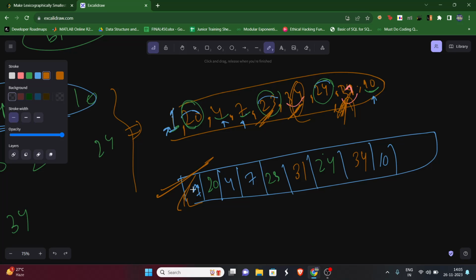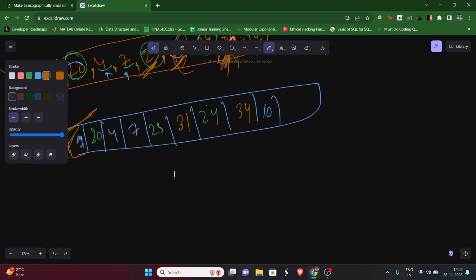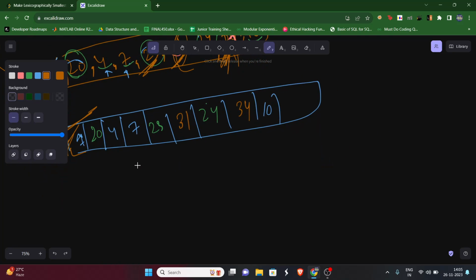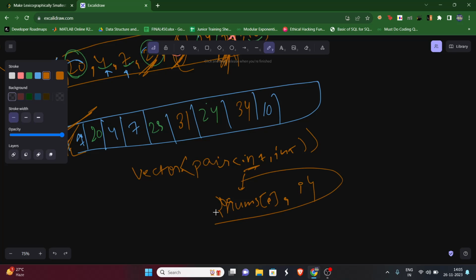Now, how will we do it? First of all, we can make a vector of pairs, and we can sort it. The first value will be the value, that is nums of i, and the second value will be i. Now, first of all, we'll push all the elements and then sort it.